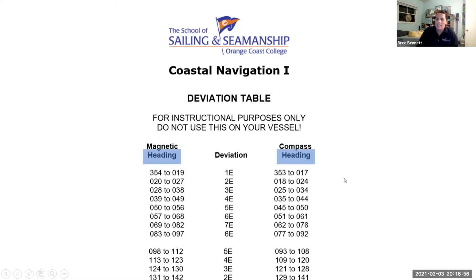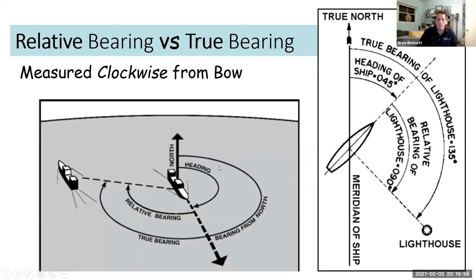Okay, we're going to kind of step into a topic that I touched on earlier. For bearings, we have relative versus true bearings. So relative means we're changing that due north to the head of our boat, the bow of our boat. That's going to be our baseline. So if I said, we'll go with this picture on the right here first.